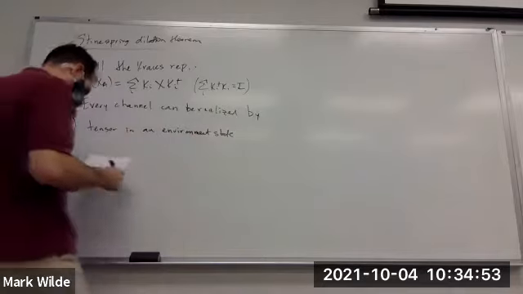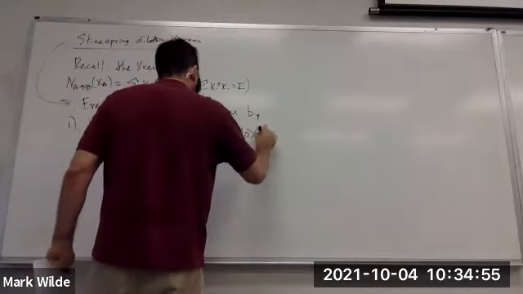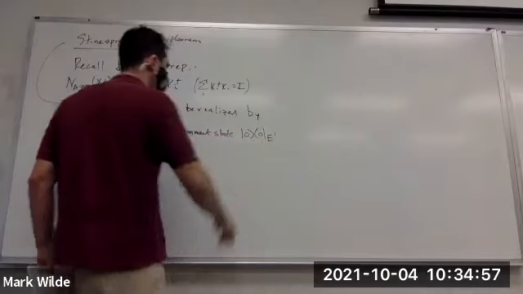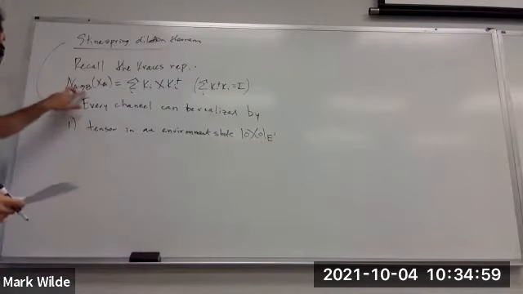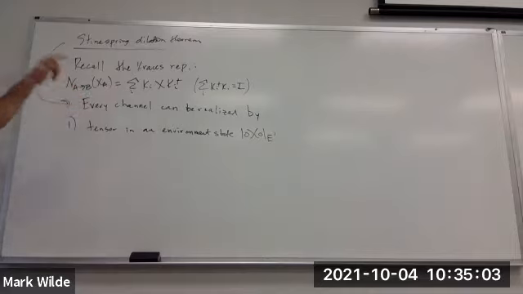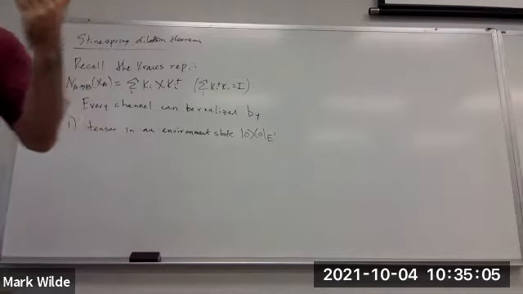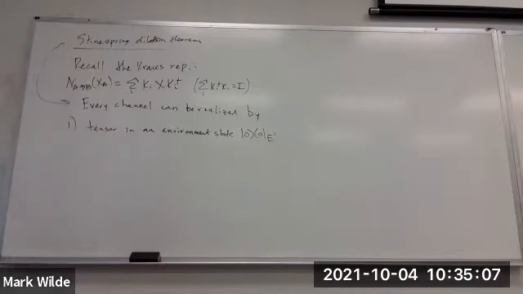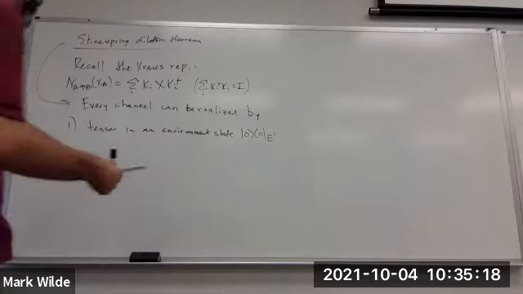Right? So I'm going to call the environment E prime. We want to allow the channel input system and the channel output system to be different dimensions. And so that means we have to allow the input environment and the output environment to be different dimensions as well, so that overall the interaction is unitary, because a unitary is a square matrix.